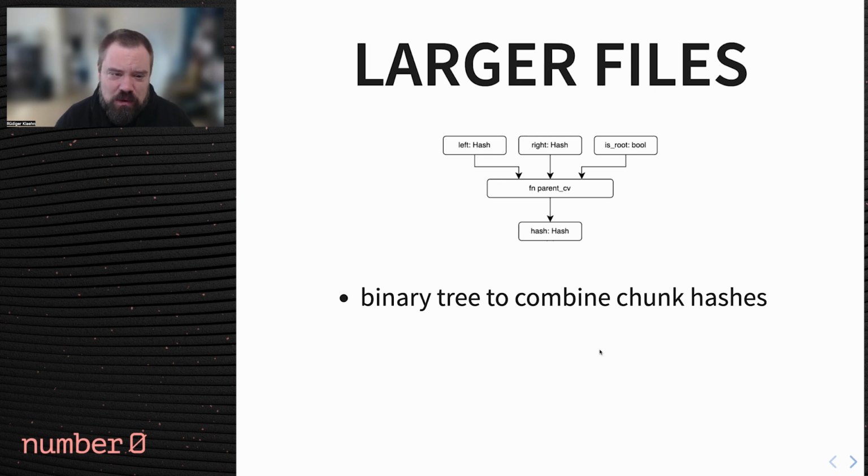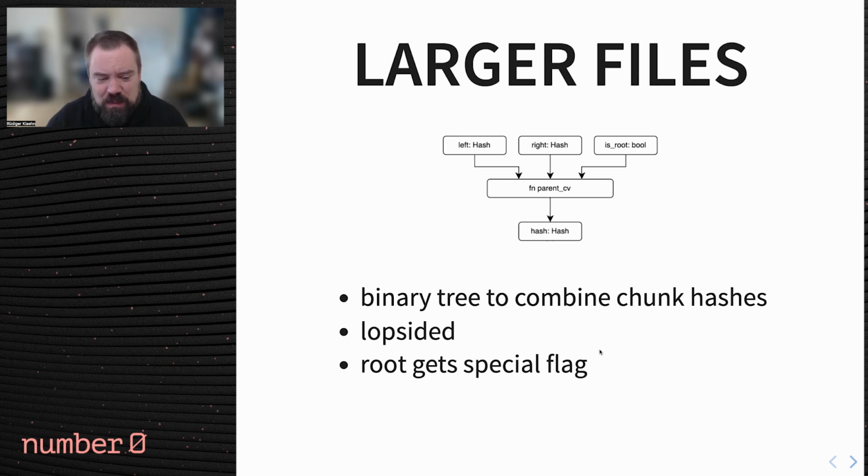So basically how this works, if you have these 2 functions, is that you can build a binary tree of chunk hashes and basically condense or compress your chunk hashes all the way to a single root, which then is your final hash. The tree that you'll get tends to be lopsided, so it's always filled on the left side and may not be filled on the right side. And as I mentioned, the root gets a special flag to prevent length extension attacks.